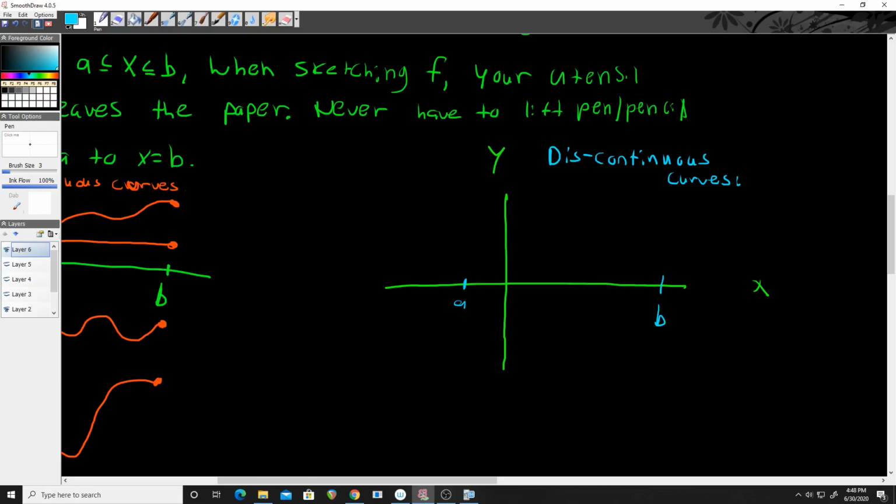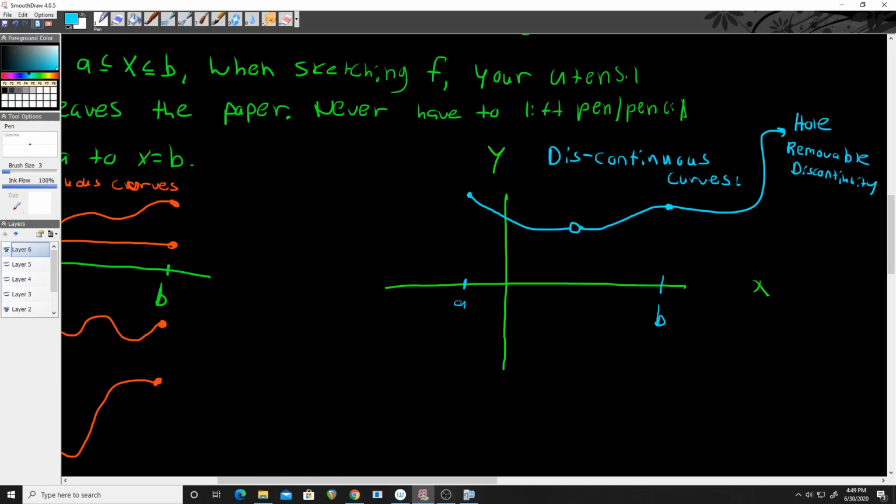Now, here's a sort of a subtle discontinuity. It's called a hole. It's also called a removable discontinuity. So from the top example, this discontinuity that we see here in the middle, this is a hole, also called a removable discontinuity.